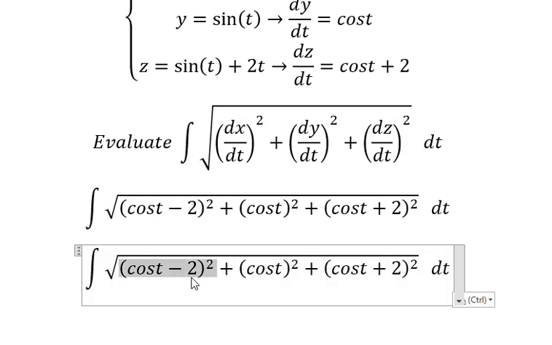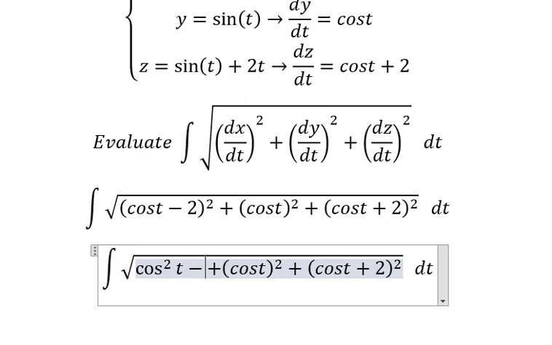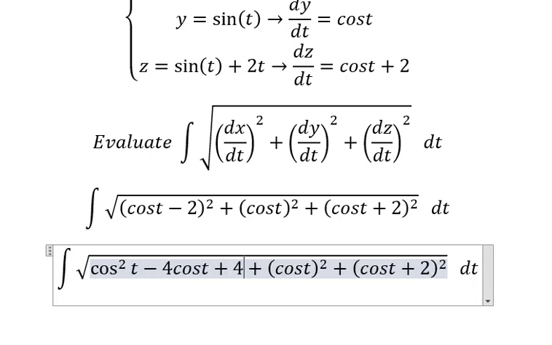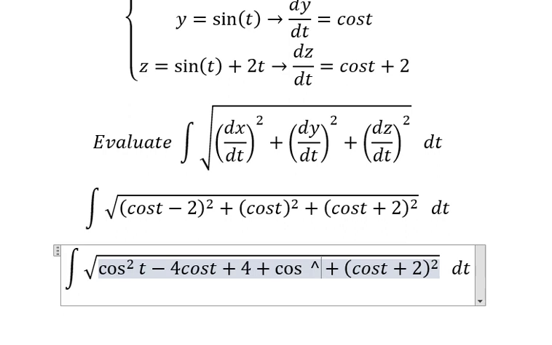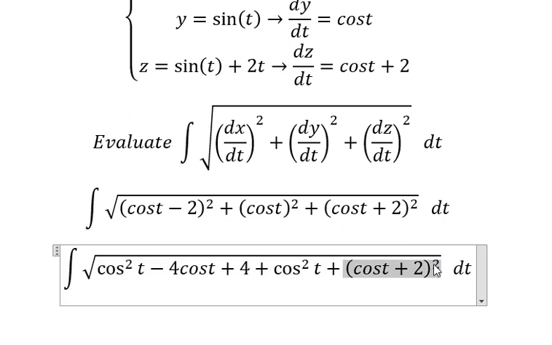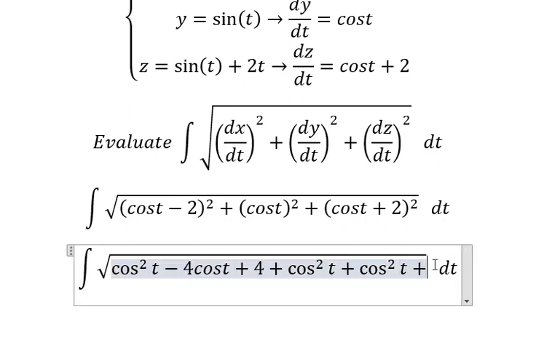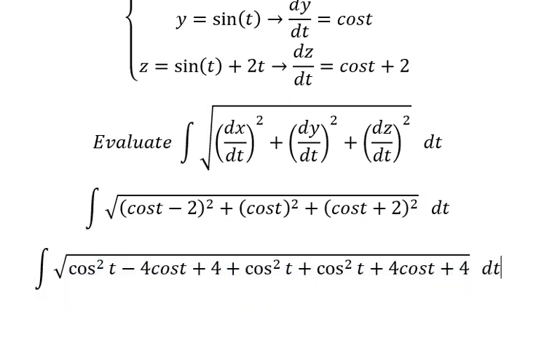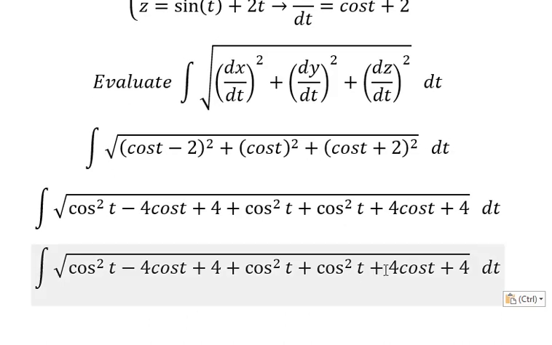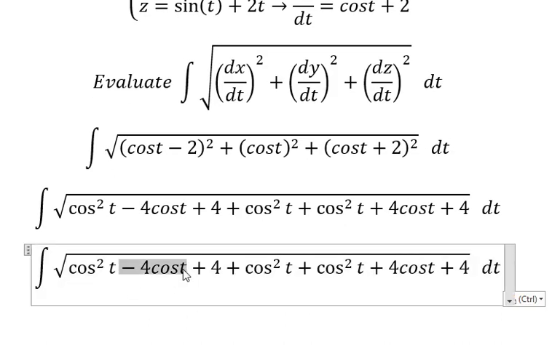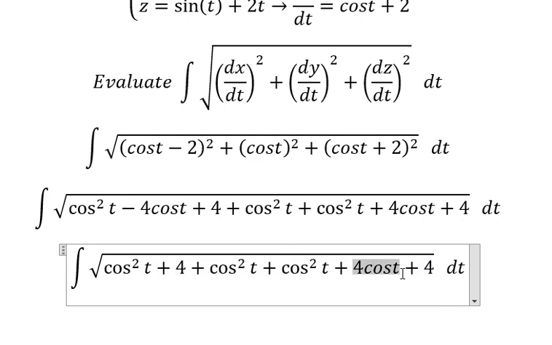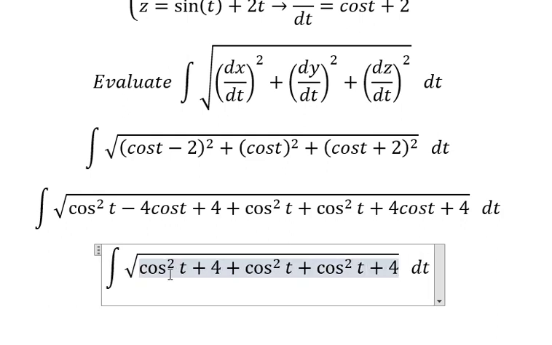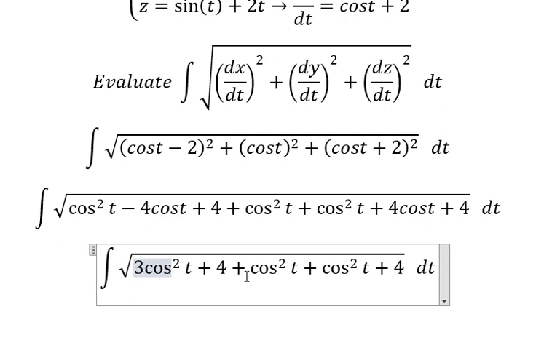Now we need to expand this one. Now we simplify this one minus this one. So we have 3 cosine t to the power of 2, and we have 4 plus 4, we have 8.